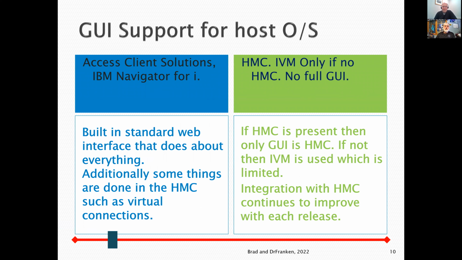All right, so we're going to start with user interface. And so here's our first slide. And the key here is GUI support. So the host operating system's GUI support. What do we got in IBM i? We got Access Client Solutions, and we got Navigator for i.